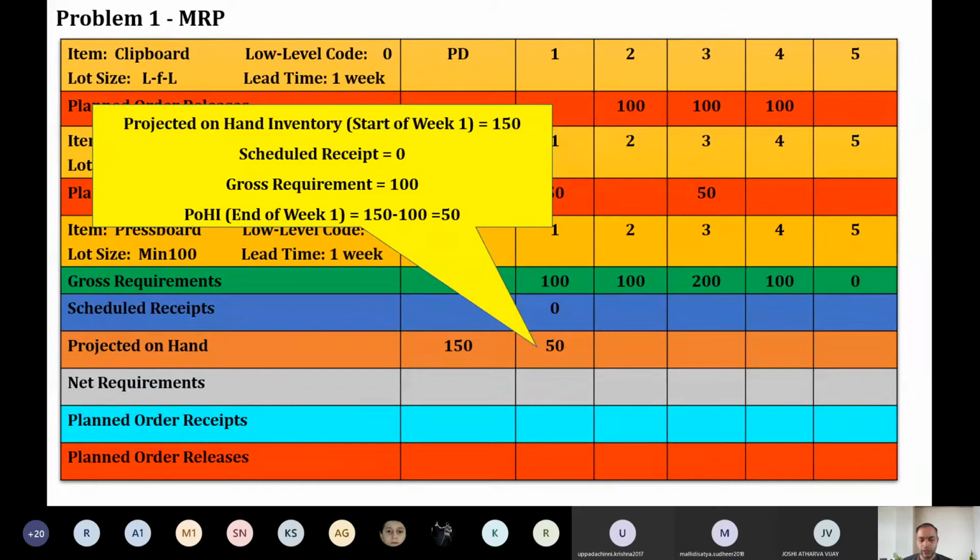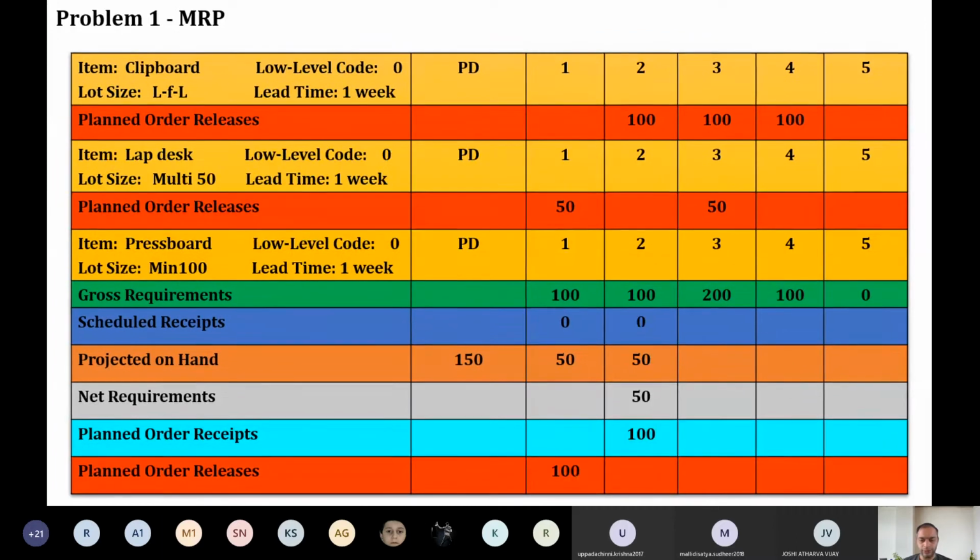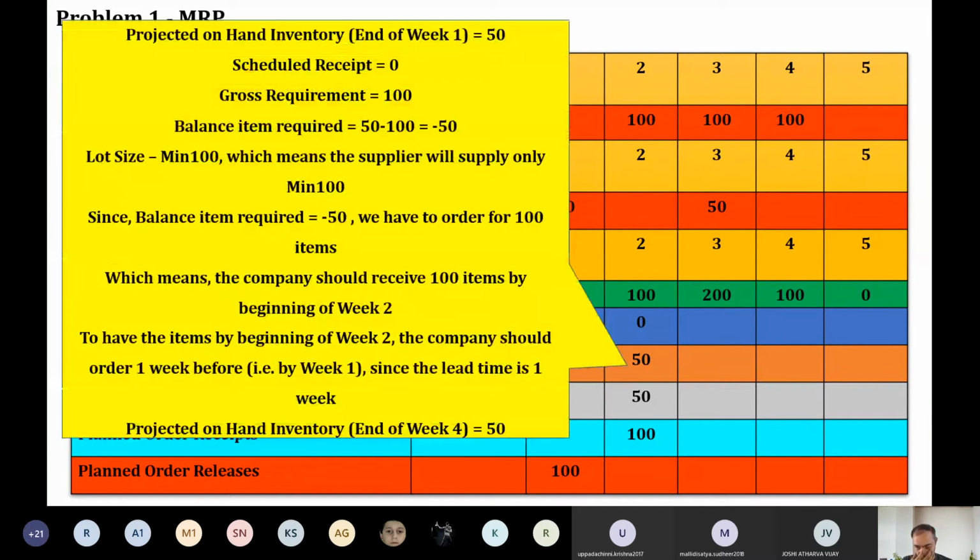50. When will you be releasing the order, given the lead time is 1 week? In the first week, sir. Very good. So at the end of week 2, how much inventory will be there? 0, sir. No, 50 will be there, no? Yes, sir, 50.